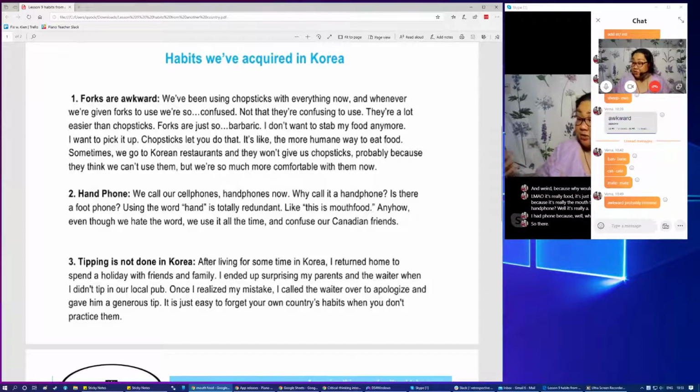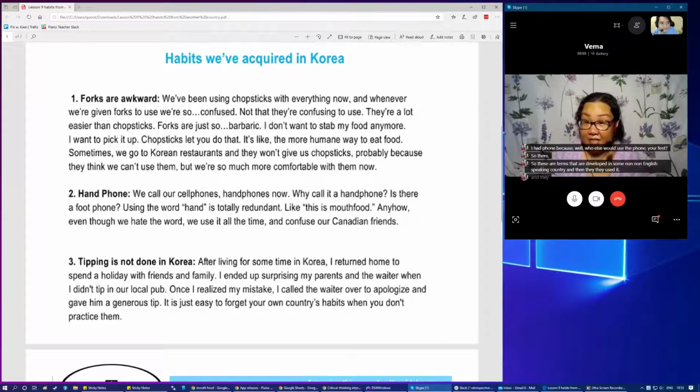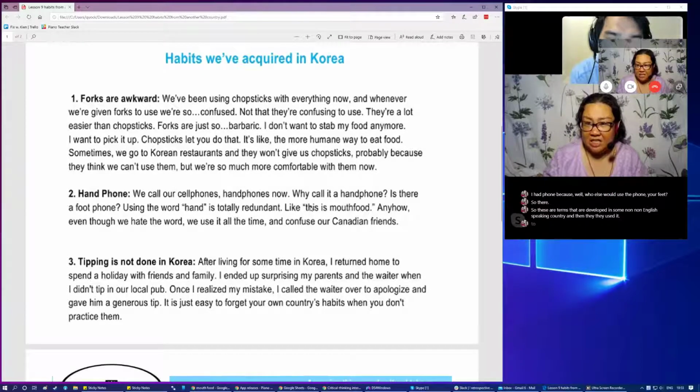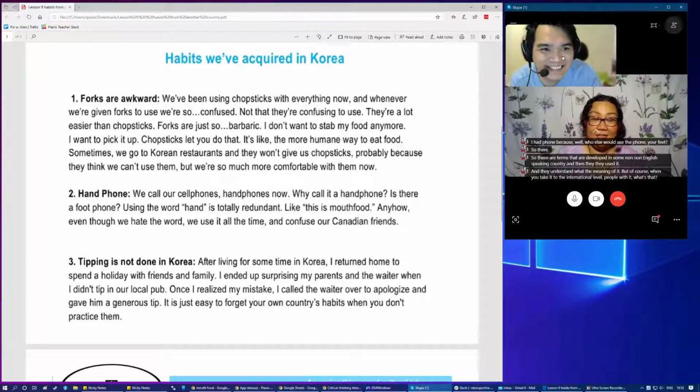So these are terms that are developed in some non-English speaking country, and then they use it and they understand the meaning of it. But of course, when you take it to the international level, people will say, "What's that?" All right. So, next one.